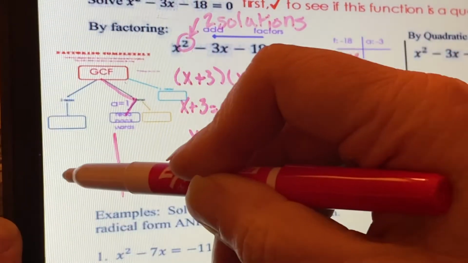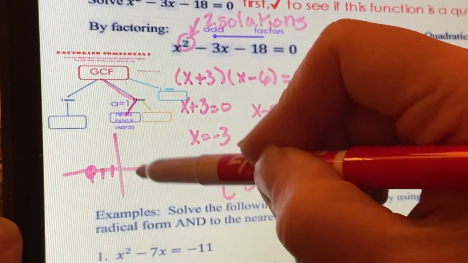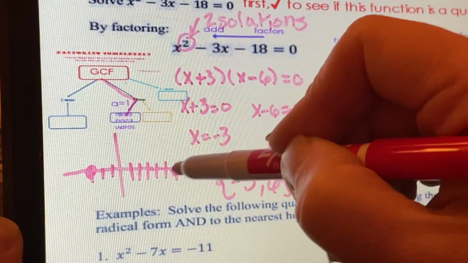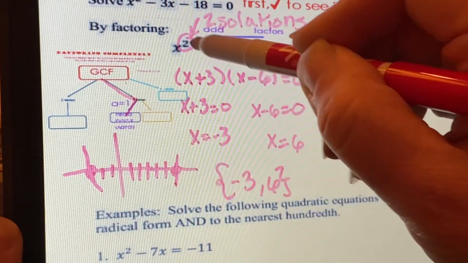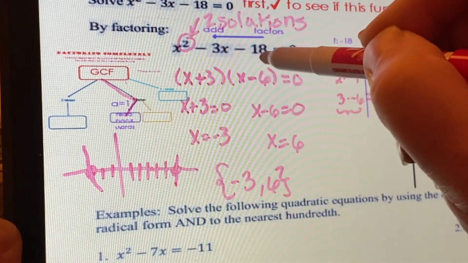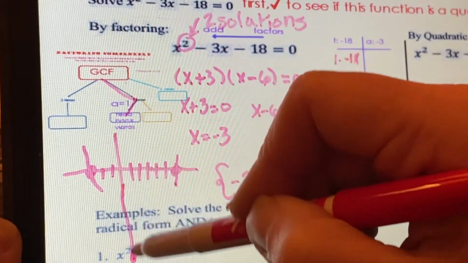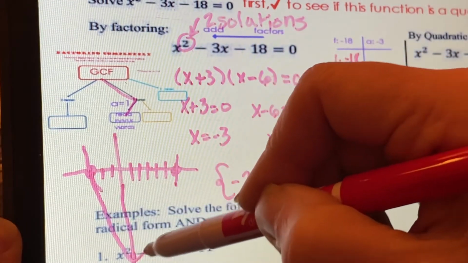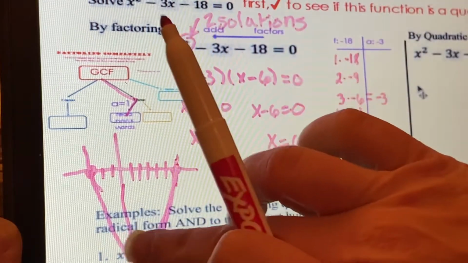All right, so that means if you were to graph this, it would cross at negative 3 and positive 6. 3, 4, 5, 6. Okay, so right there. We also know that this is concave up because the a value is positive, and we also know that it crosses way down here at negative 18 because our c value, remember, is negative 18. Well, it should probably be.